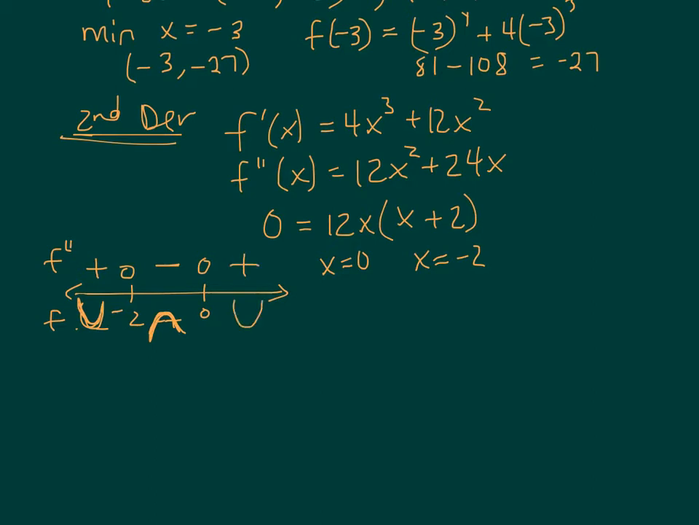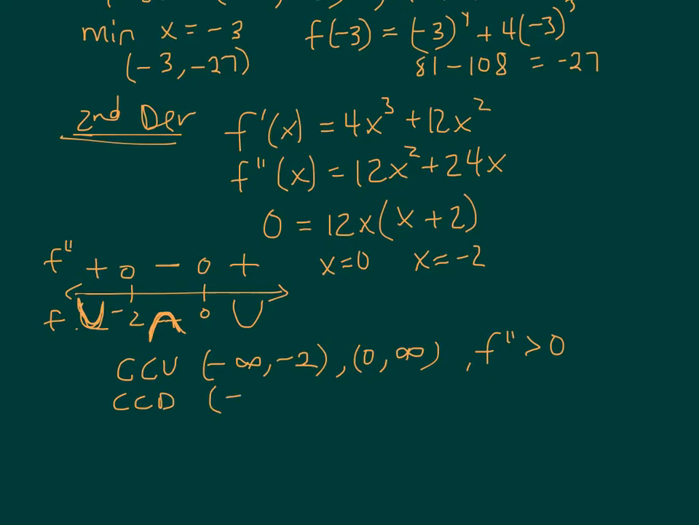All right, so I'm ready to make some conclusions again from this sign chart. I'm able to say that I am concave up from negative infinity to negative 2, and again from 0 to infinity. Okay, and that was because f double prime is greater than 0. I can say that I'm concave down from negative 2 to 0, and that's because the second derivative is less than 0. I can also see that I have 2 points of inflection. I have points of inflection at x equals negative 2 and x equals 0.